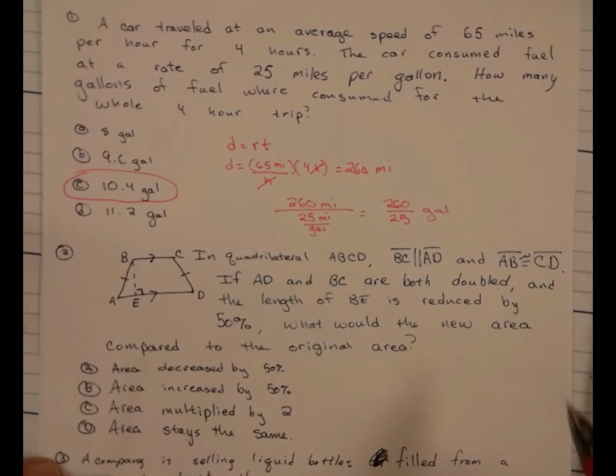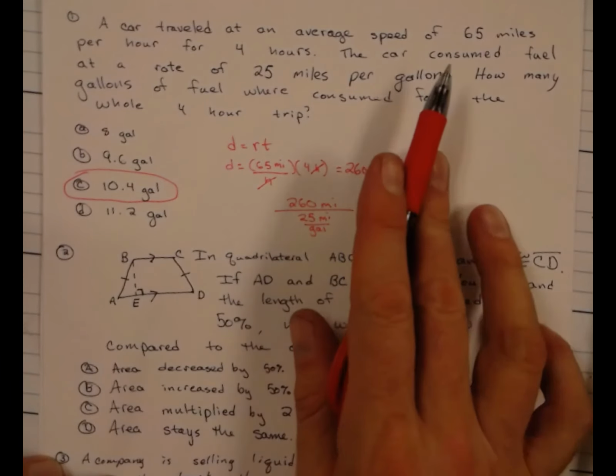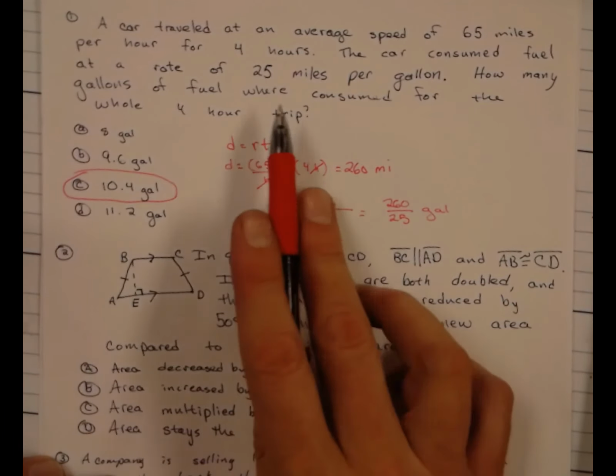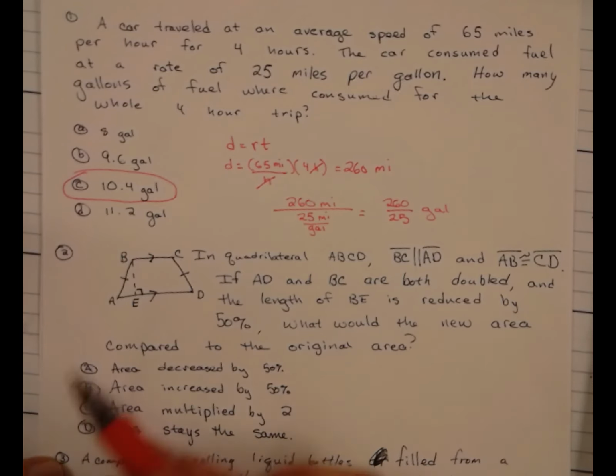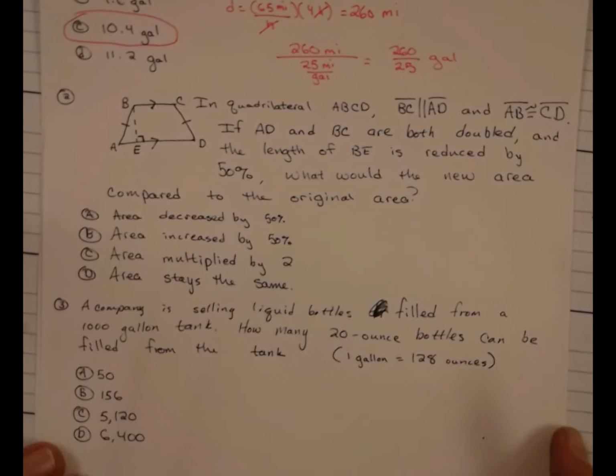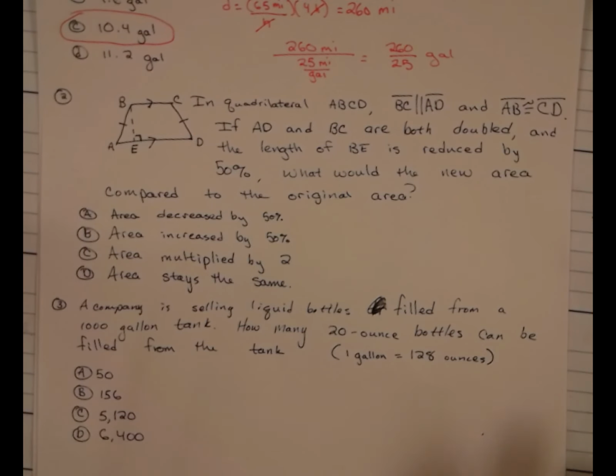So once again, the idea, we can figure out the total miles by multiplying the rate times the time. And then once we know the total distance, we can divide by the miles per gallon to get gallons. Okay, this next problem. In quadrilateral ABCD, AD is parallel to BC and AB is congruent to CD. If AD and BC are both doubled and the length of BE is reduced by 50%, what would the new area be compared to the original?